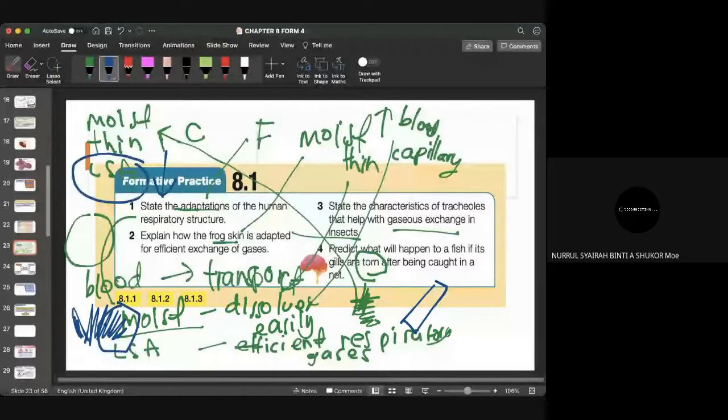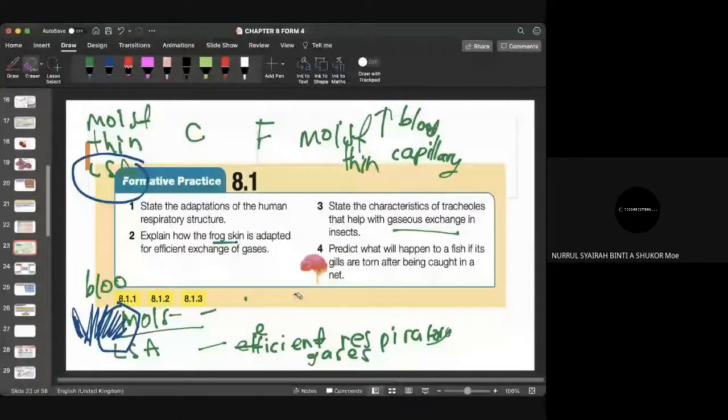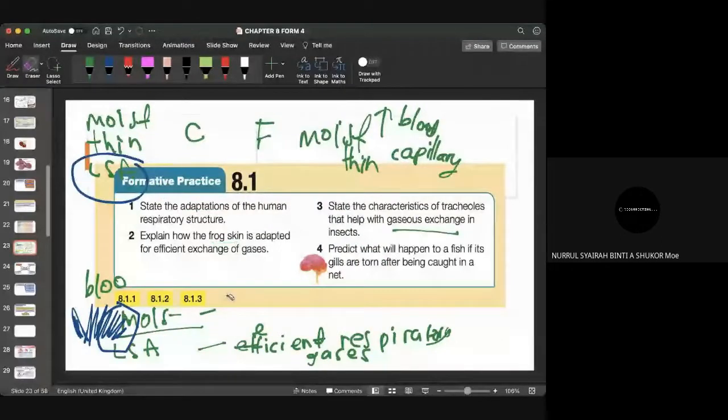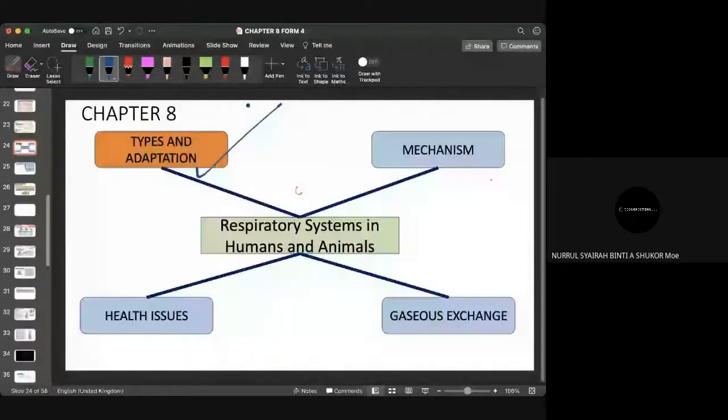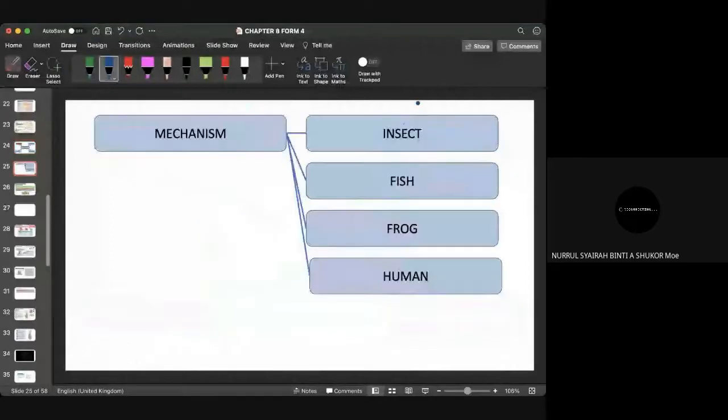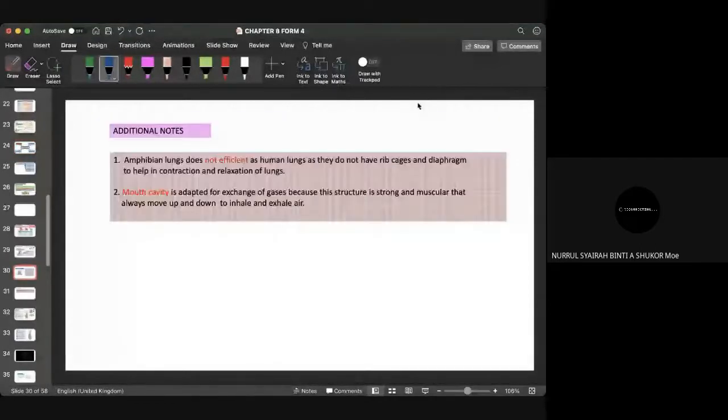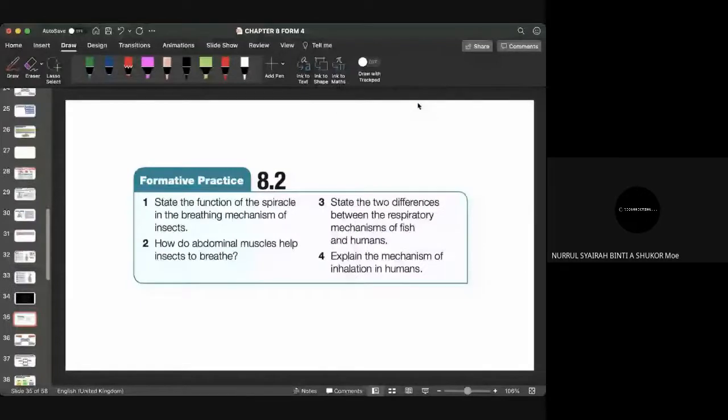So you see this question 1, 2, 3, 4, like I say jawapan dia ulang-ulang. Moist, thin, large surface area. Cuma kadang-kadang it can fit, kadang-kadang dia tak fit. Tapi as long as you remember this 4, any question you boleh jawab. Right? So 8.1. Then nampak tak itu adalah soalan untuk types and adaptation. Test adalah mechanism. So you belajar all this mechanism.